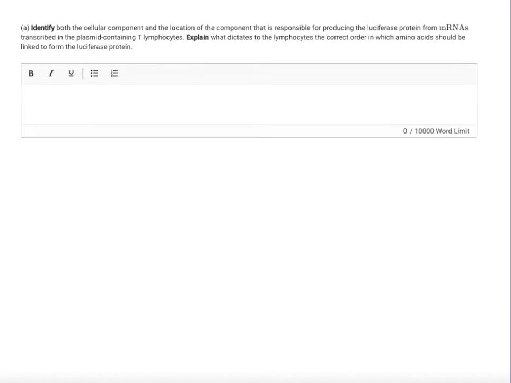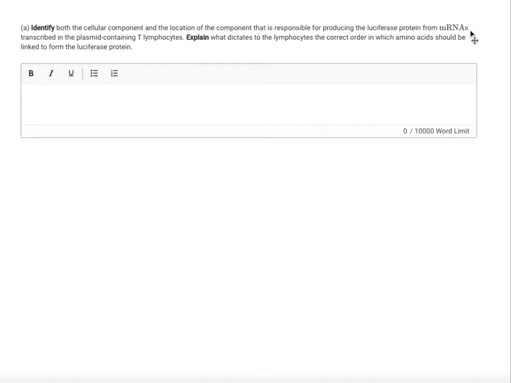So let's take a look at part A, which of course has nothing to do with any of the data. It just says identify both the cellular component and the location of the component that is responsible for producing the luciferase protein from mRNAs as transcribed in the plasmid-containing T lymphocytes. Explain what dictates to the lymphocytes the correct order in which amino acids should be linked to form the luciferase protein. Great. Okay, so this is just building proteins from mRNAs.